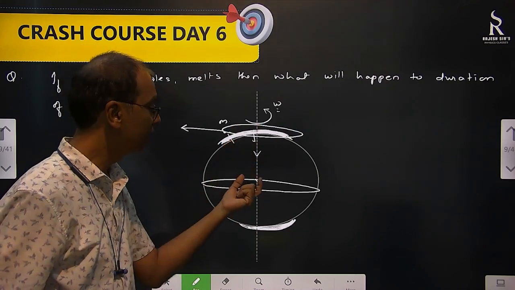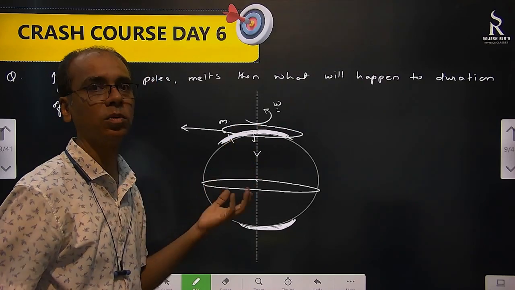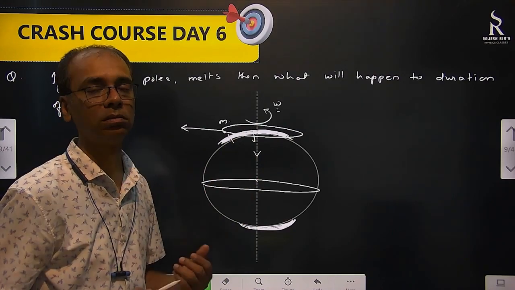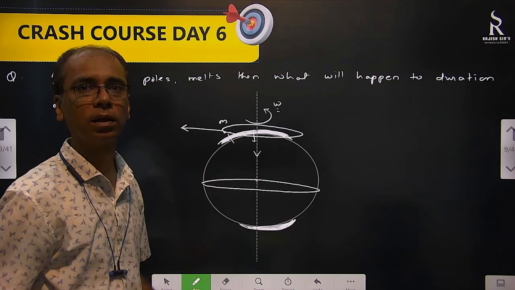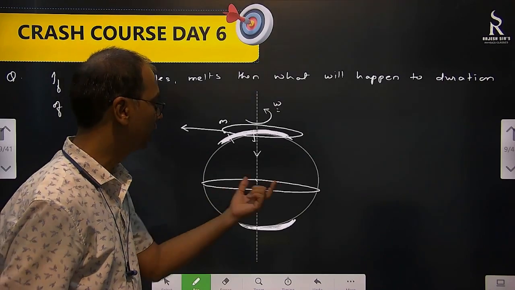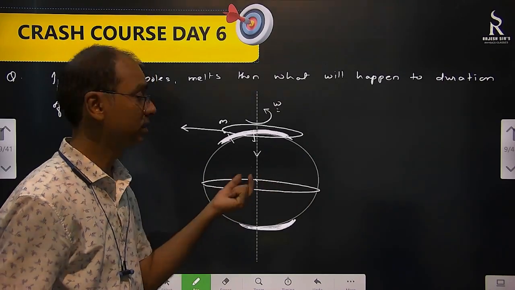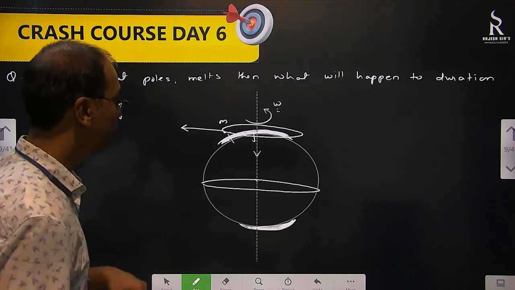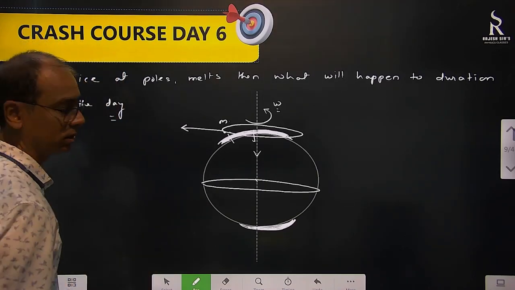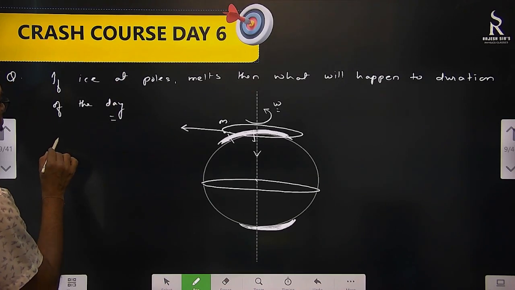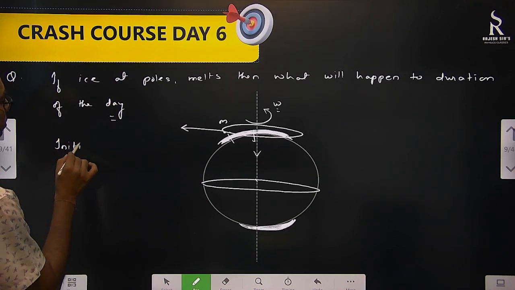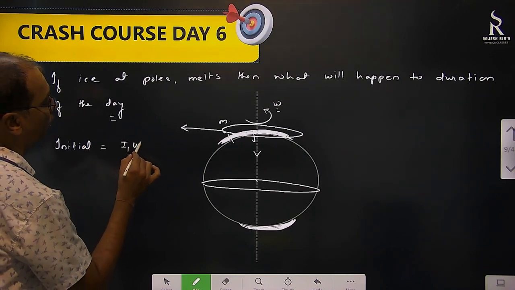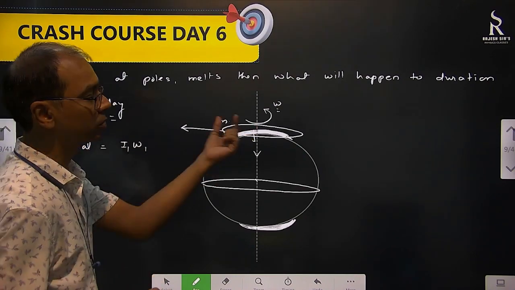So because of that, moment of inertia is increased. Because what is moment of inertia? M into radius square, right? Here the radius is increased for the same mass as compared to the radius here. So because of that, I is increased. And if I has increased, omega will decrease. That means initially, suppose I1 omega 1 at this position.